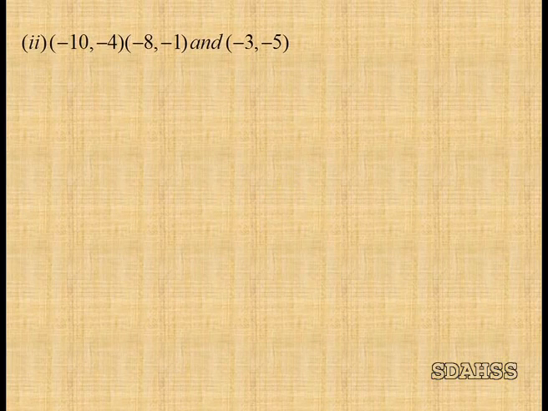Subdivision 2: (-10, -4), (-8, -1), and (-3, -5). Find the area of the triangle whose vertices are given.